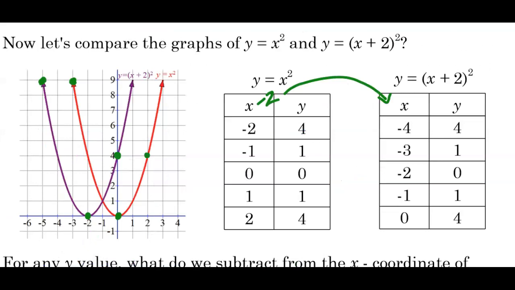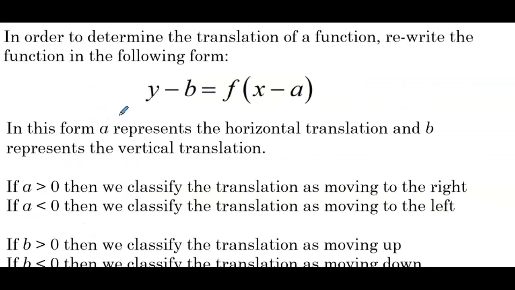So let's treat this the same way we did with scaling. So we're going to rewrite the equation in this form: y minus b equals f of x minus a. So anything happening to the x value is going to be a horizontal translation, and anything happening to the y value is going to be a vertical translation. Okay, so a represents the horizontal translation, b represents the vertical translation.